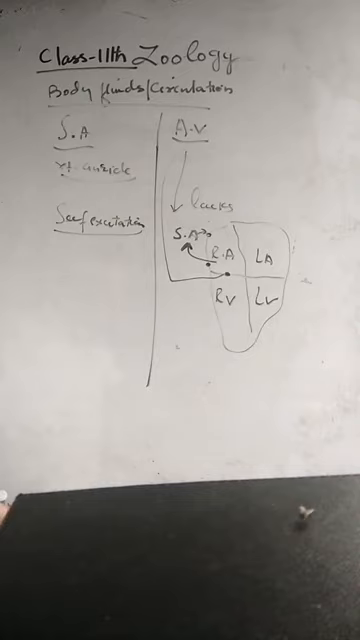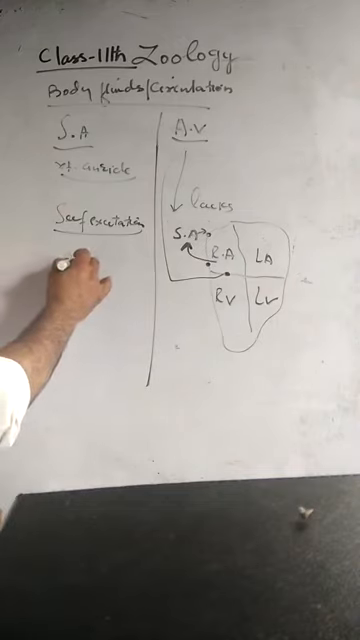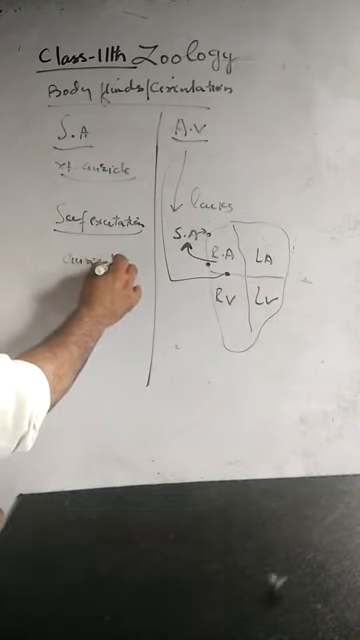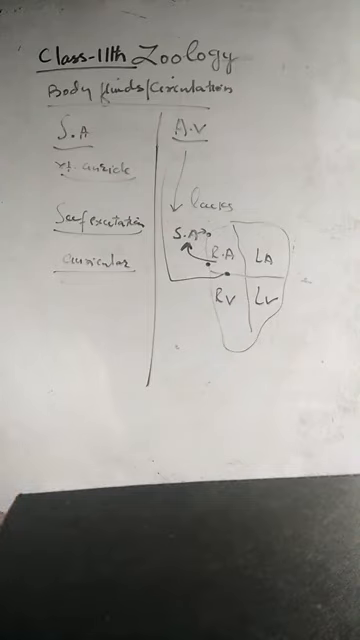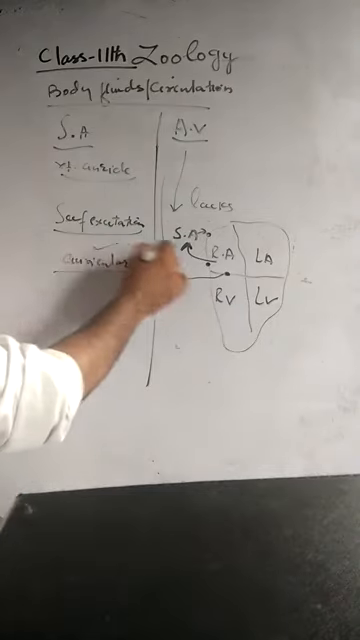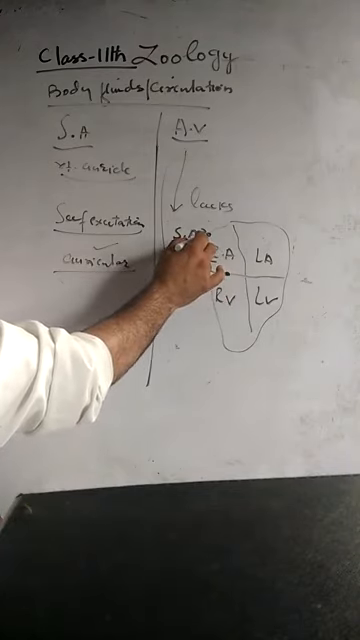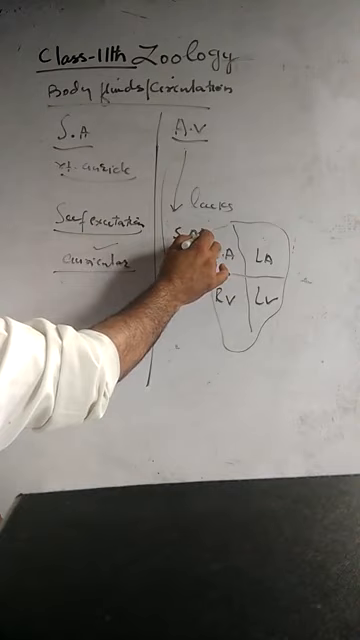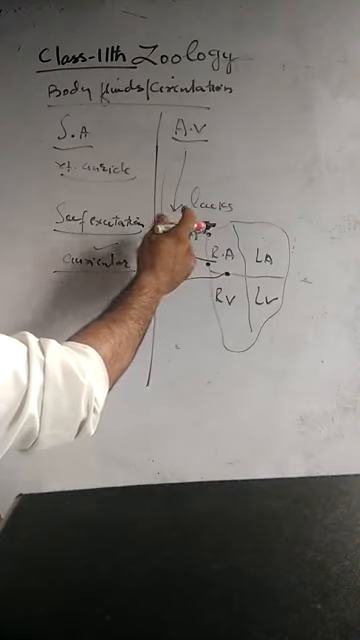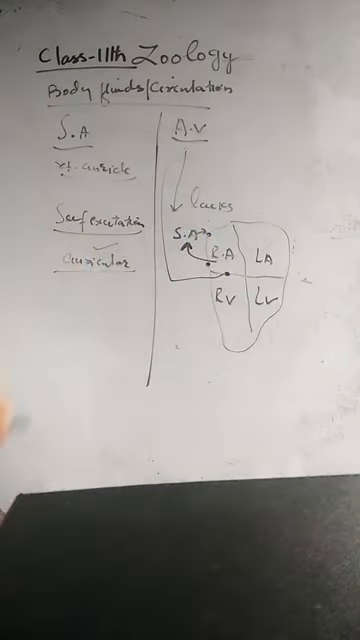The sinoauricular node spontaneously initiates auricular contraction. The right auricle contracts by itself due to its sinoauricular node, which has this self-excitation physiology.